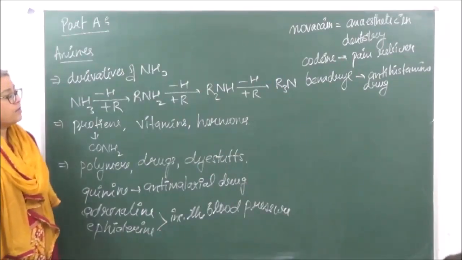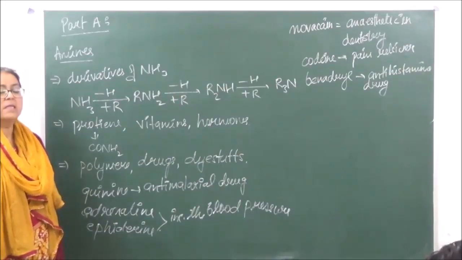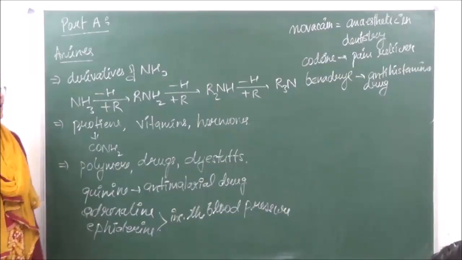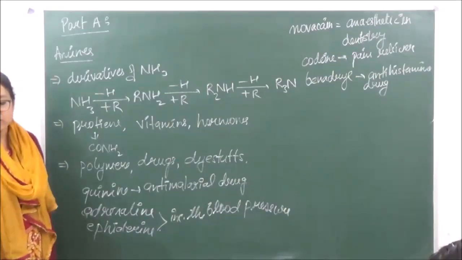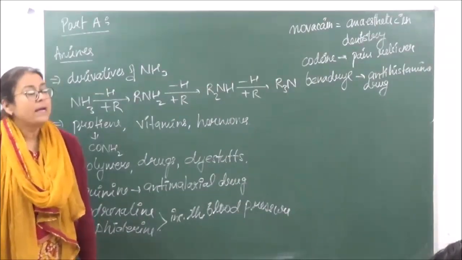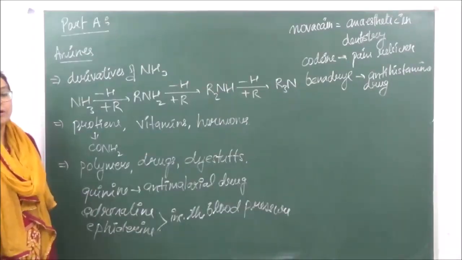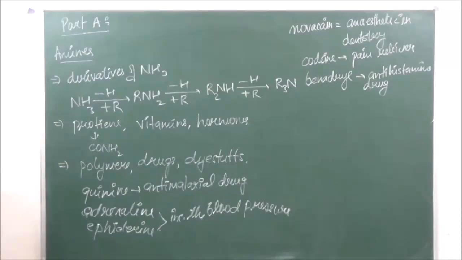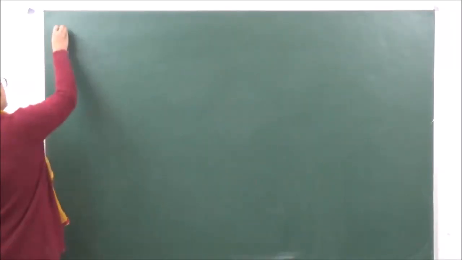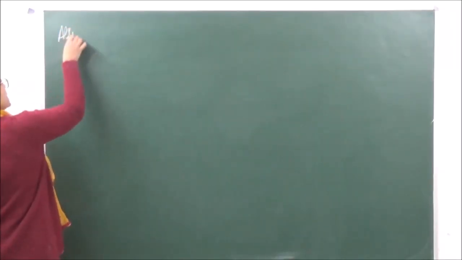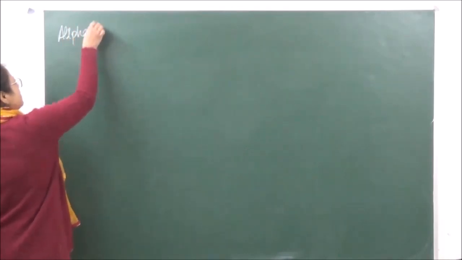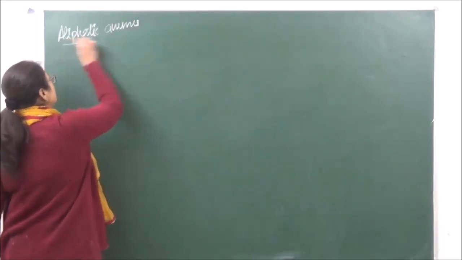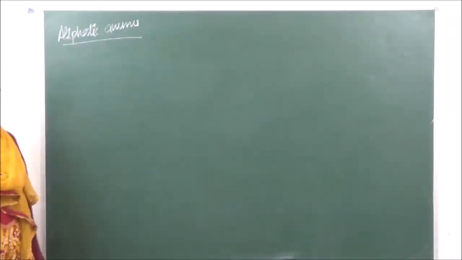Okay, now over here we are going to do 2 types of amines. The first one is aliphatic amines, where the alkyl group attached is the aliphatic group, and the second one is aromatic amines. So let's go on to first the aliphatic amines. Now the aliphatic amines, as we have already discussed, are of three types.